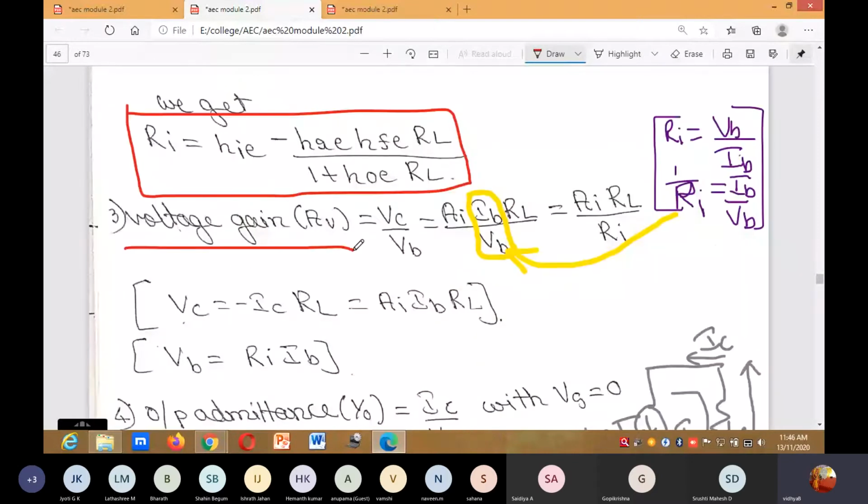Next, voltage gain. Voltage gain is nothing but output voltage divided by input voltage. Output voltage, that is VC or V0, divided by VB. That can be written as AI into IB into RL divided by VB. So IB divided by VB can be written as 1 divided by Ri. I have replaced IB divided by VB with 1 divided by Ri. So you will get AI into RL divided by Ri.